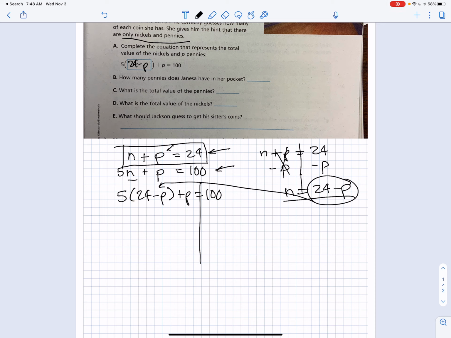So then that's how many nickels. Then you got to multiply that by 5 because it says total value of nickels. And then what should Jackson guess to get his sister's coins? He should guess how many nickels and how many pennies. Okay, so I'll let you finish that.